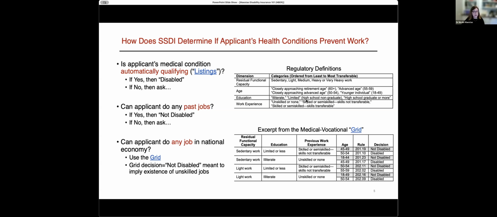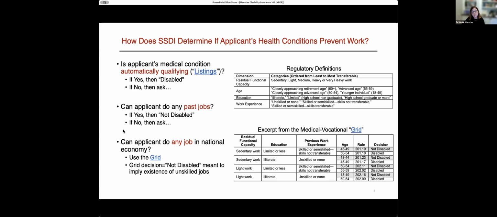I'm talking primarily about this step right here on the slide. If you can do any work you've held in the past, then the idea is you're not disabled, because there's some job you can do in the national economy, and we know you can do it because you've done it before. In other words, we know you have the skills to do it. You may not have the functional capacity to do it. That's really what this question is asking. Do you have the functional capacity to do any of your past work? Because we know you qualify for that because you did it. If the answer is yes, then you're done.